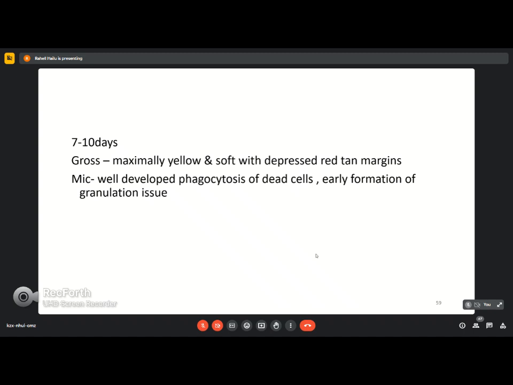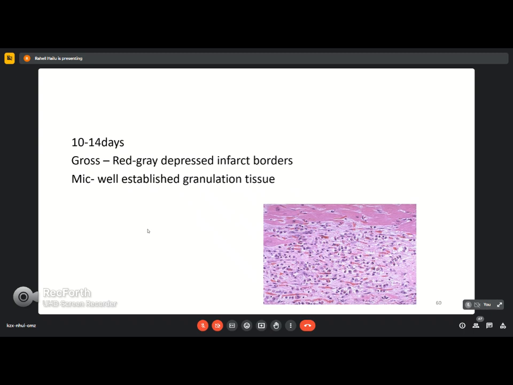So within the next 10 days, you will see maximally yellow, soft, depressed tan margins. Just like other inflammation, it subsides. And once this debris is removed by phagocytosis of the dead cells, there will be early formation of granulation tissue, that is a proliferation of the vessels and deposition of fibroblastic tissue. So scar tissue will come. That's where you have the scar tissue formation.